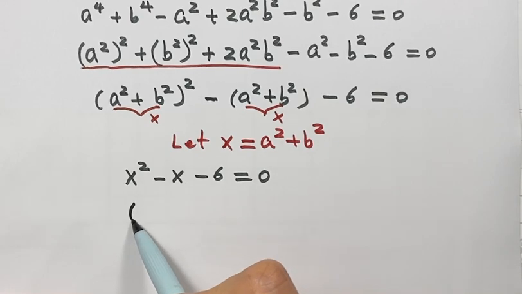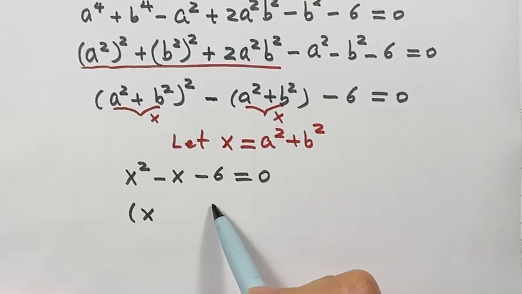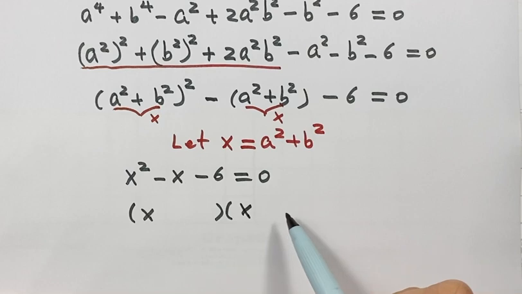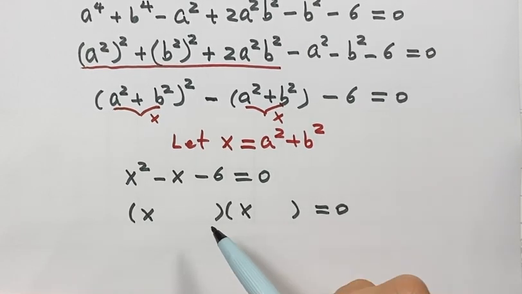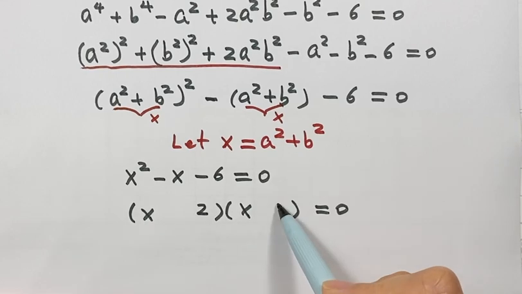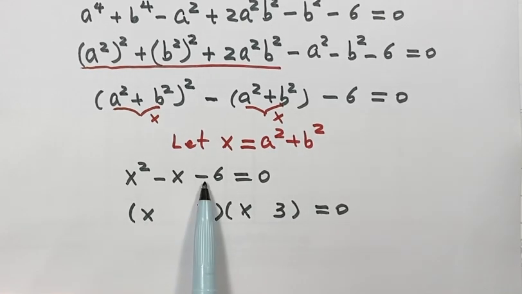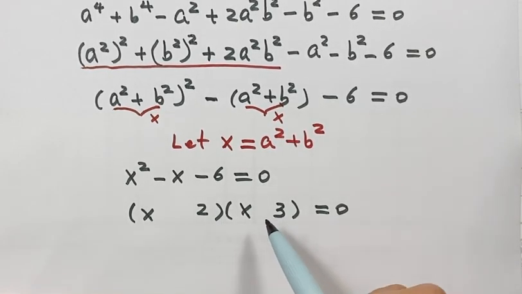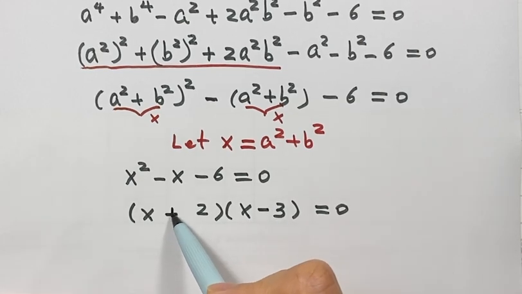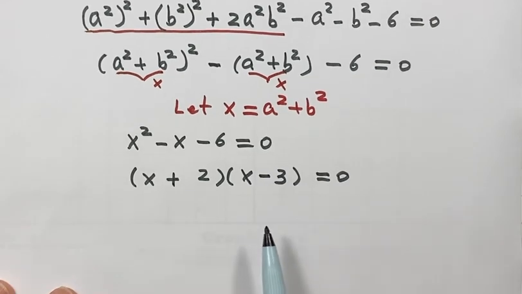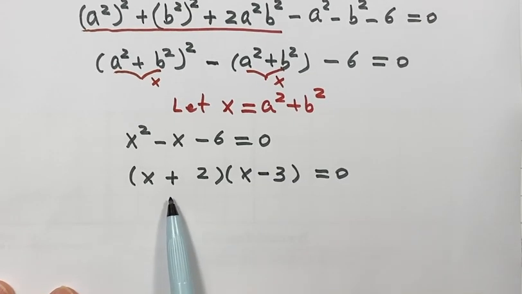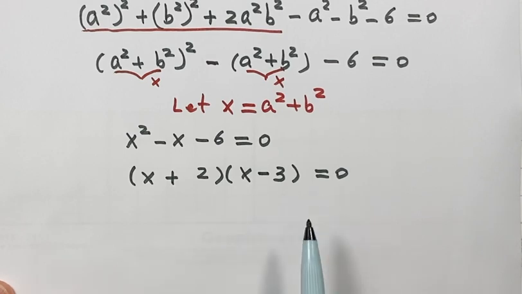So here we just use factoring. Because this one is 6, so then 2 times 3, that's 6. This is minus, this is minus, so here minus, here plus. Because the product of two factors equals 0, that means two possibilities. The first factor equals 0 or the second factor equals 0.